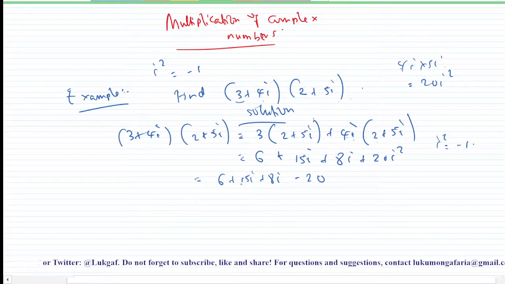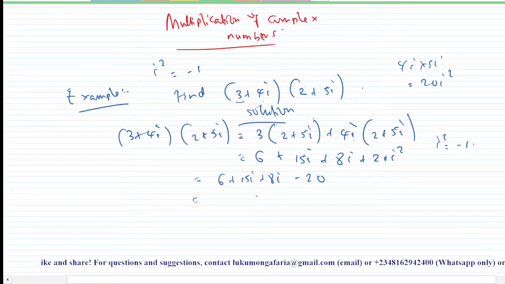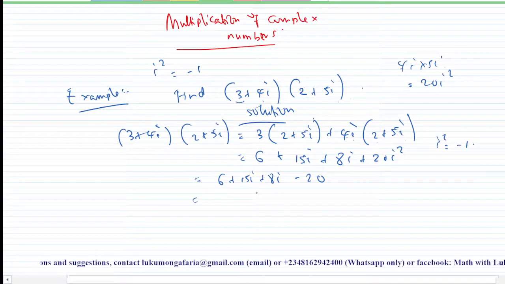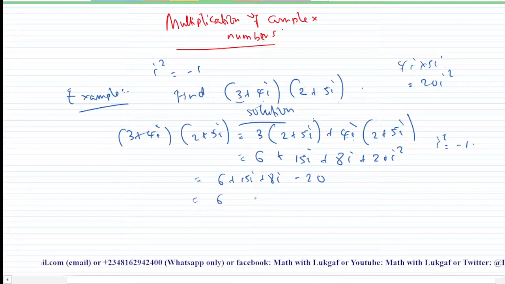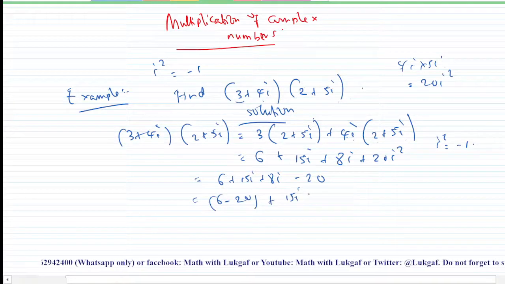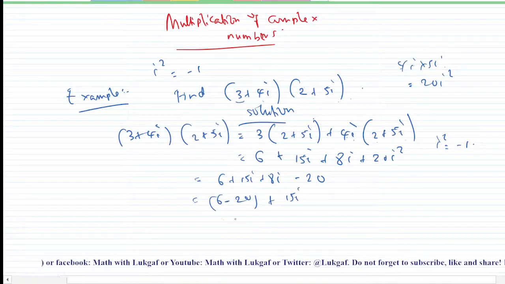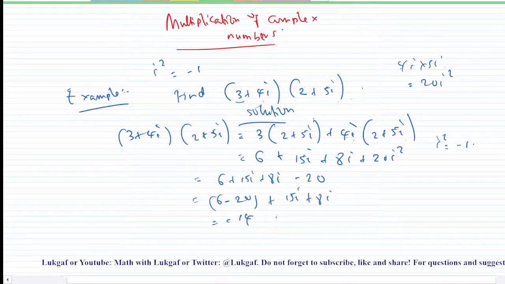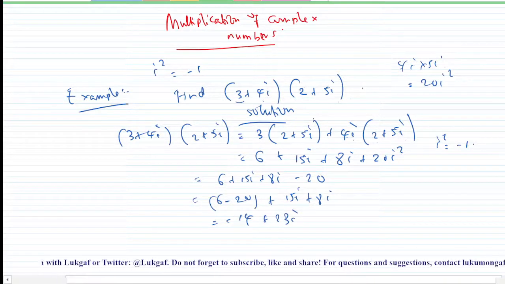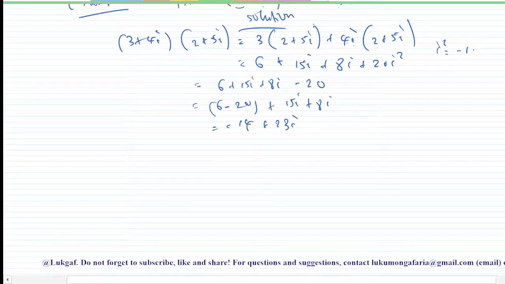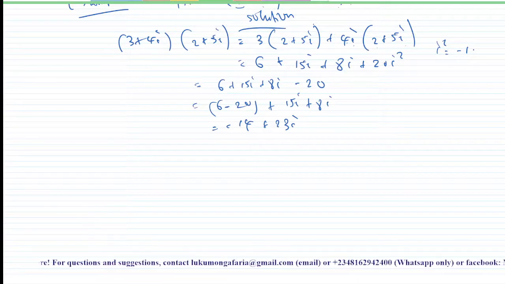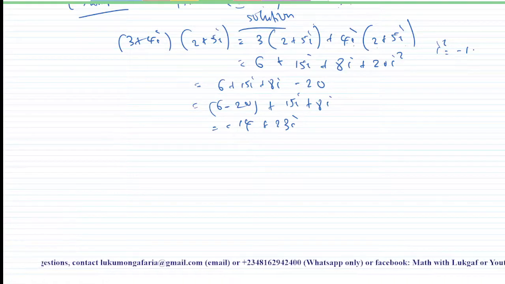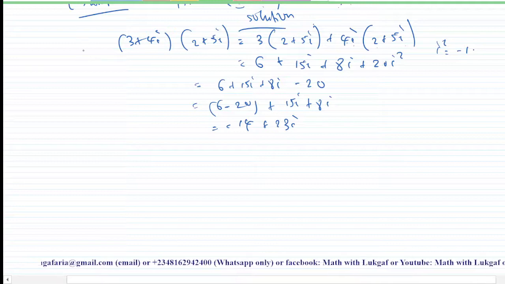And don't forget, this is addition and subtraction. As I've said the other time, you have to merge real with real, imaginary with imaginary, and this is going to give me 6 minus 20, then plus 15i plus 8i. That's going to give me minus 14 plus 23i. Because it is very simple. It just follows the same thing, but what you must note is that your i squared is minus 1, and when you are to add or subtract, then you have to collate real with real, imaginary with imaginary.